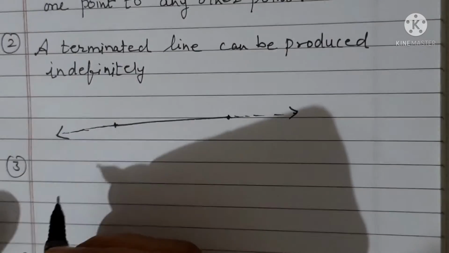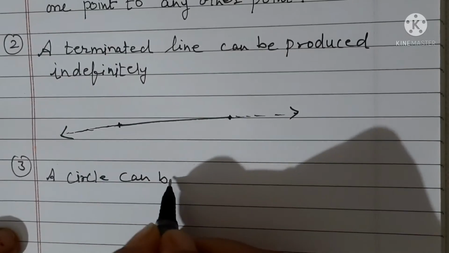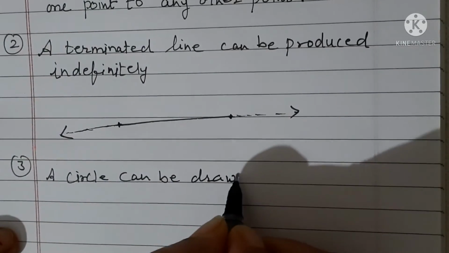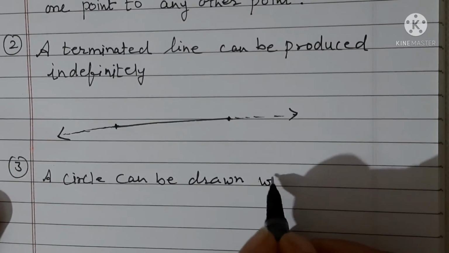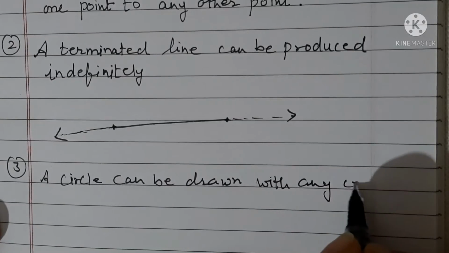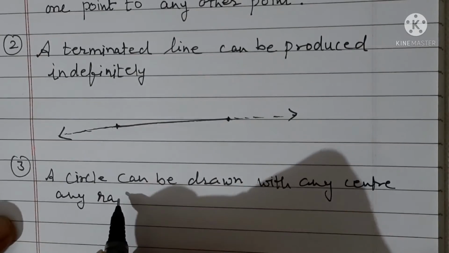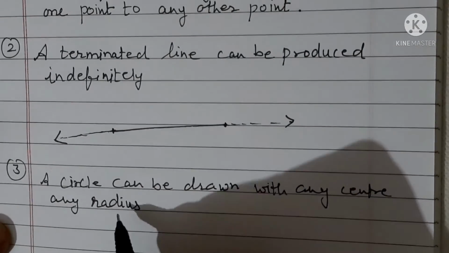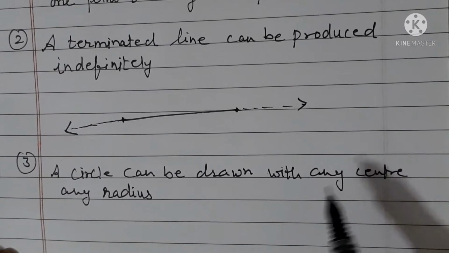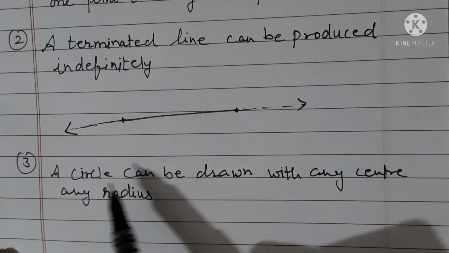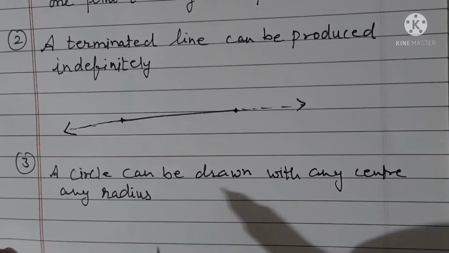Third, a circle can be drawn with any center and any radius. You have made circles of different radii and different centers. So it means a circle can be drawn with any center and any radius.